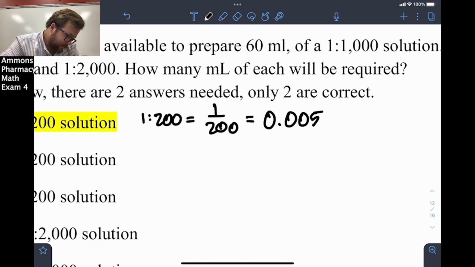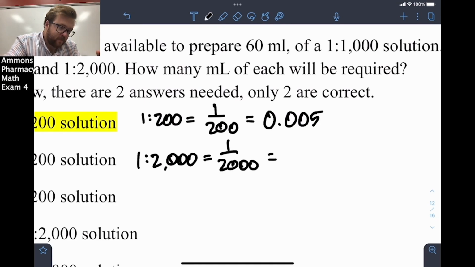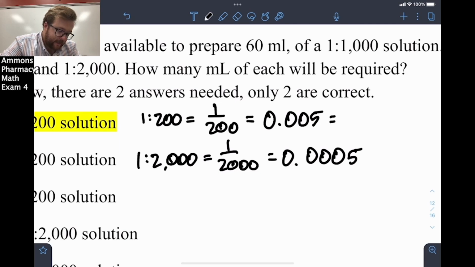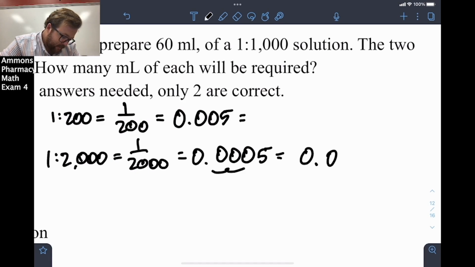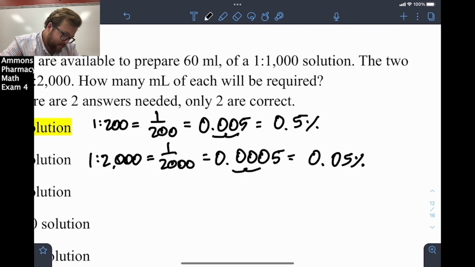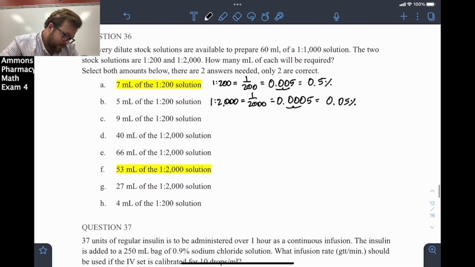Okay, I'm going to go ahead and write the other one. 1 to 2,000 is 0.0005. But that is not a percentage. A percentage is times that by 100. So you just move the decimal 1, 2, so that's 0.05%. That is 0.5%. Okay? So that will change your answer if you did not do that.